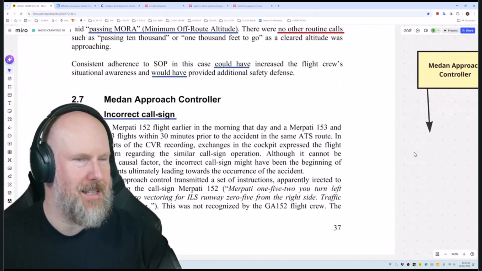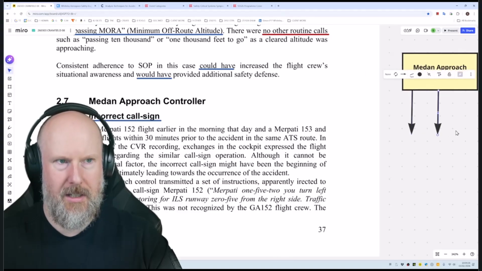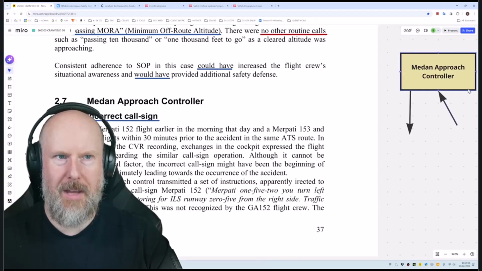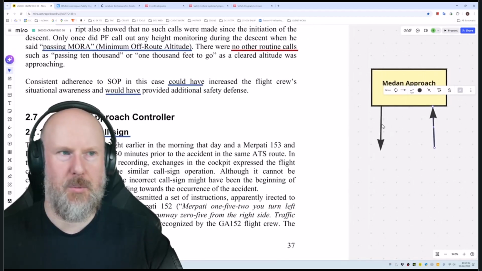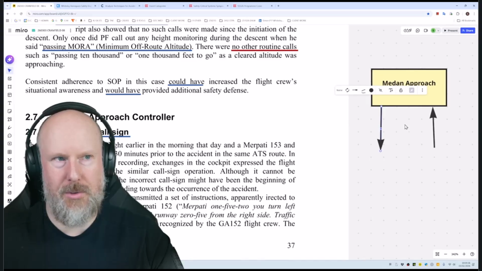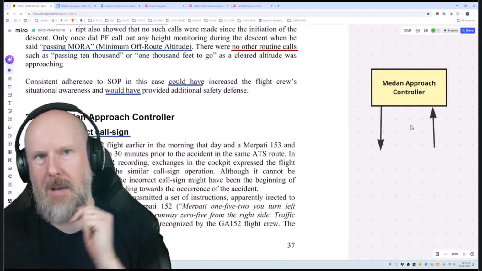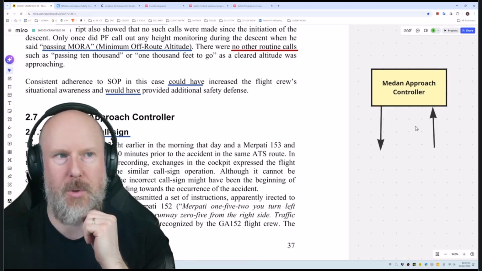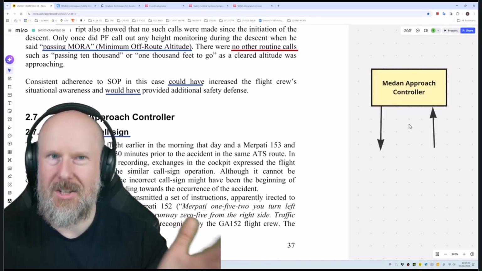So the Meaden approach controller. There's an incorrect call sign there. So they've either provided an incorrect call sign or they've received one from elsewhere. So we'll put the beginnings of a feedback loop. And as I say, the general convention for building these control structure models is you have control actions pointing downwards and feedback paths pointing upwards.